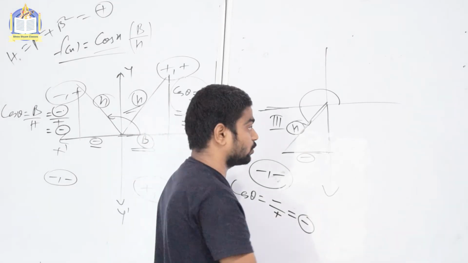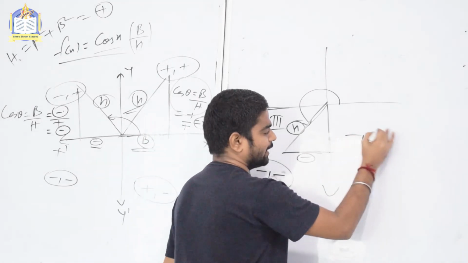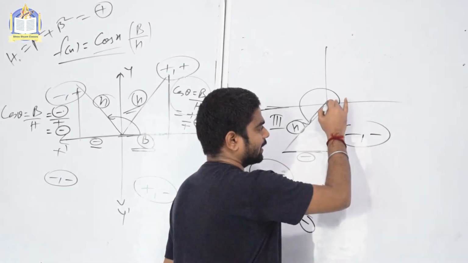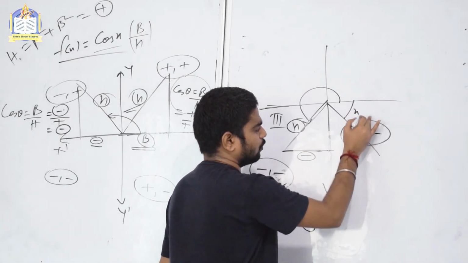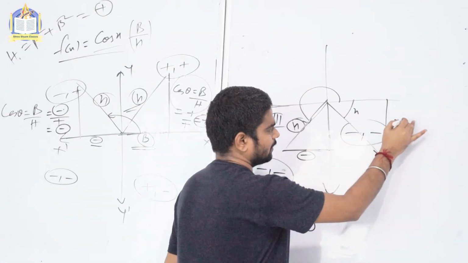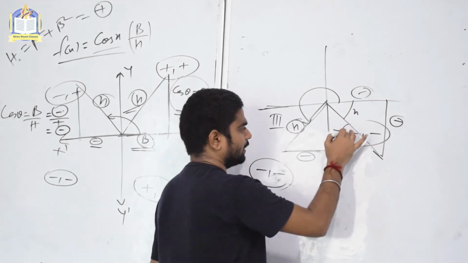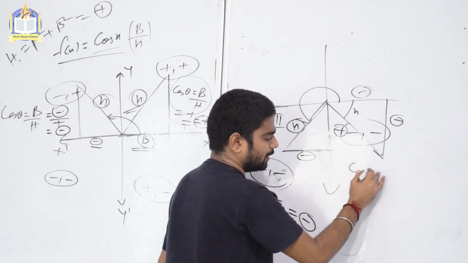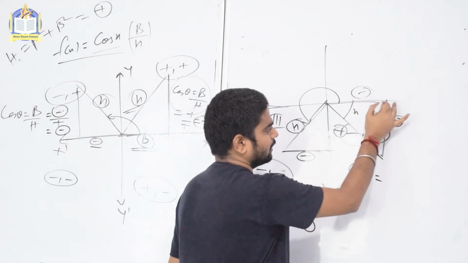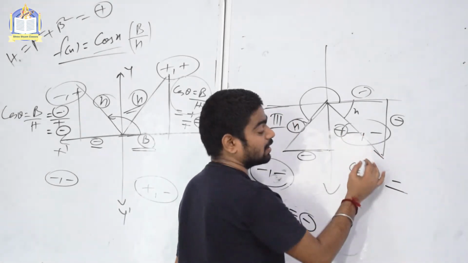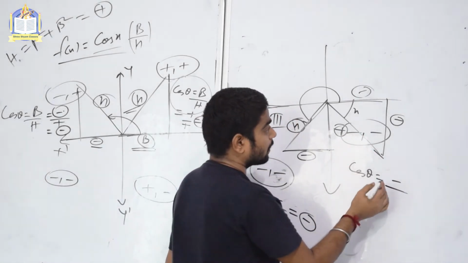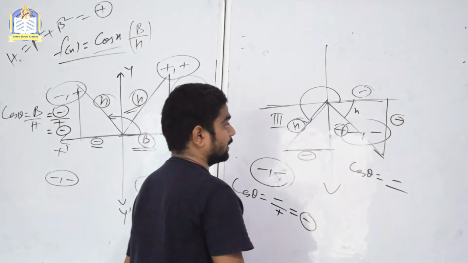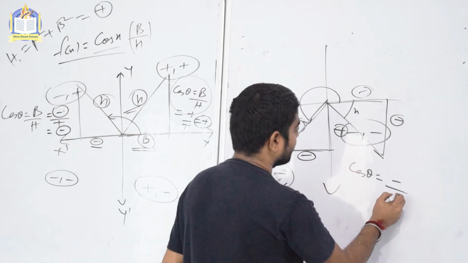Now here we go, fourth quadrant. In the fourth quadrant x is positive and y is negative. Here we have the angle. So this is negative and this is also negative, so this will be positive, right? So cos theta is equal to b by h, and b is negative and hypotenuse is positive. Okay, so negative by negative.